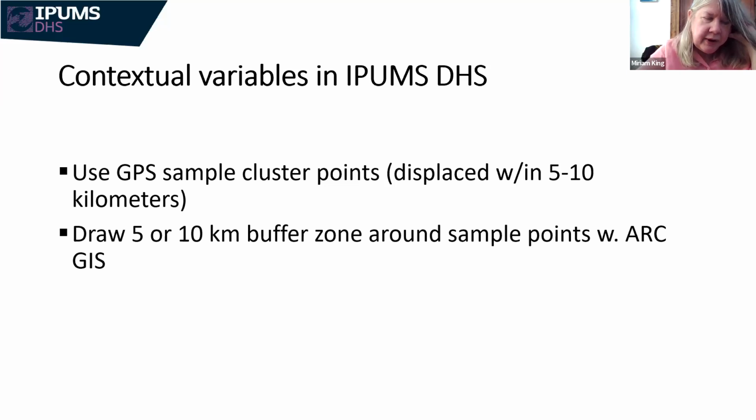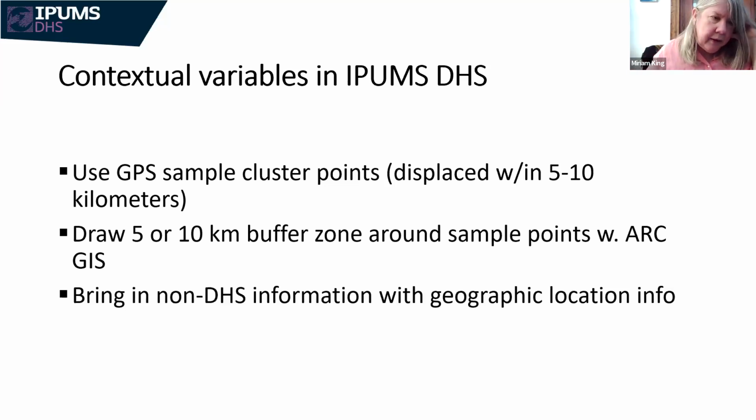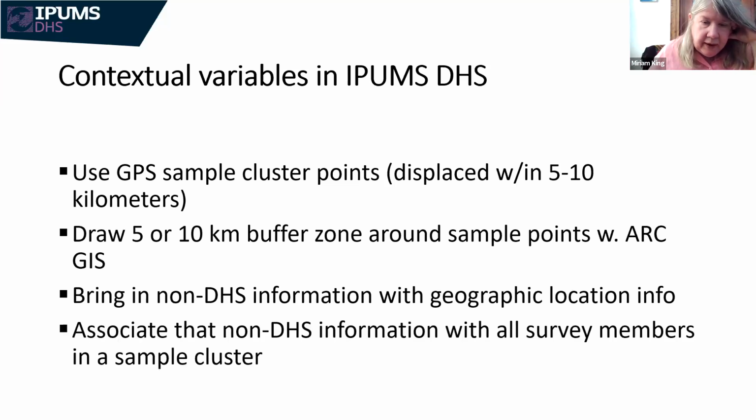And taking into account that displacement to protect respondent confidentiality, we draw a 5 or 10 kilometer buffer zone around sample points. Then we bring in non-DHS information that's indexed by geographic location or GPS location, such as the amount of rainfall that fell in a particular area in a particular month. And then we associate that non-DHS information with all survey members in a sample cluster.